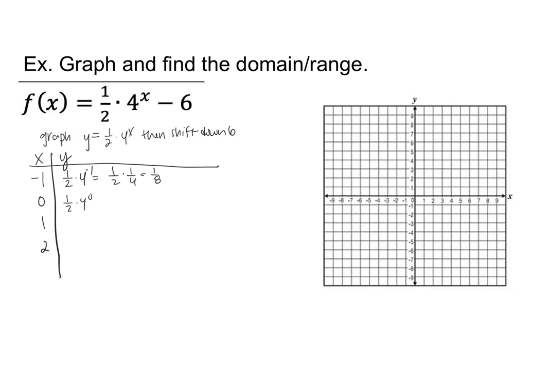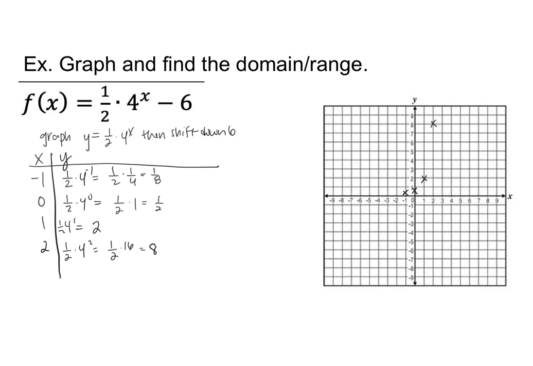1/2 times 4 to the 0 power is 1/2 times 1, which is just 1/2. 1/2 times 4 to the 1st is 1/2 times 4, which is just 2. And 1/2 times 4 to the 2nd is 1/2 times 16, which is 8. So we can go plot these points: -1, 1/8; 0, 1/2; 1, 2; and 2, 8.